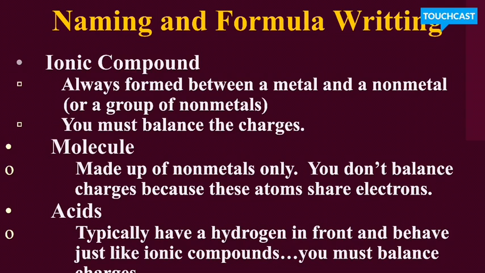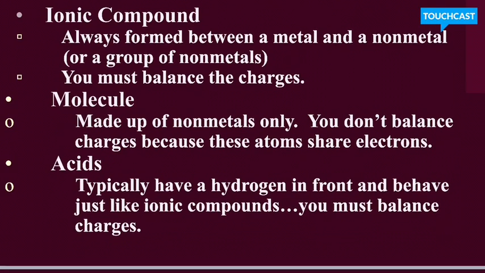So remember, ionic compounds are made with metals and nonmetals, and you have to balance charges. Molecules share electrons, and molecules are made with nonmetals only. All right, acids, they typically have a hydrogen in the front, except for water, right? Water isn't an acid, but it does have a hydrogen in the front of the formula. And I don't know if you knew this, but in acids, you also have to balance their charges because they behave just like ionic compounds.